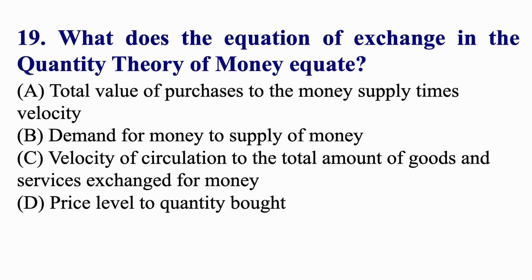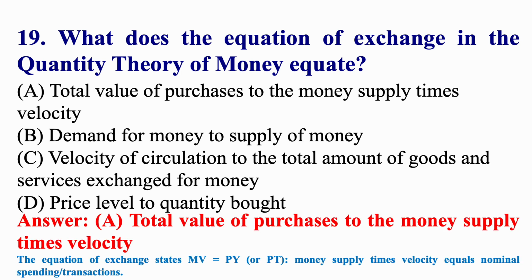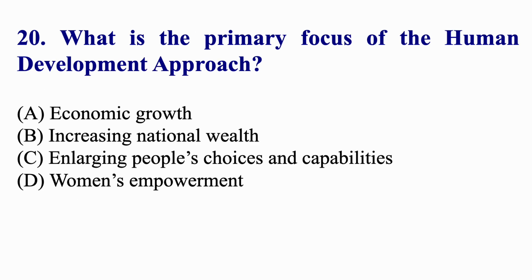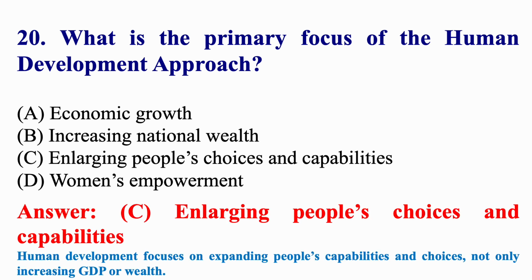What does the equation of exchange in the quantity theory of money equate? Total value of purchases to the money supply times velocity. What is the primary focus of the human development approach? Enlarging people's choices and capabilities.